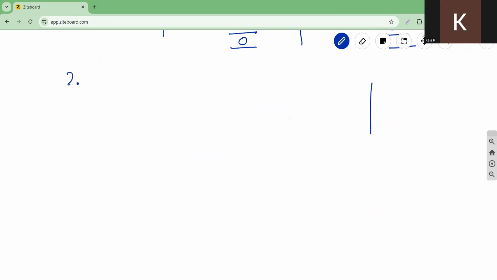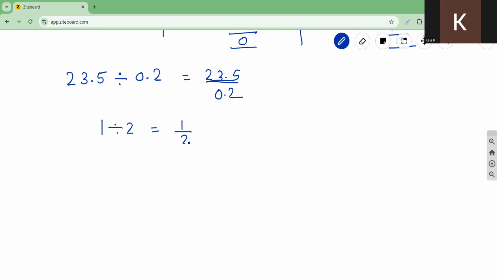Let's say 23.5 divided by 0.2. If it is like this, what to do? Now, because the divisor has a decimal, it will become a little difficult for us. This division can always be represented as 23.5 over 0.2. Remember, when you have 1 divided by 2, you can represent it as a fraction, 1 over 2. Or 1 over 2 can be written as 1 divided by 2. So I can write it this way.